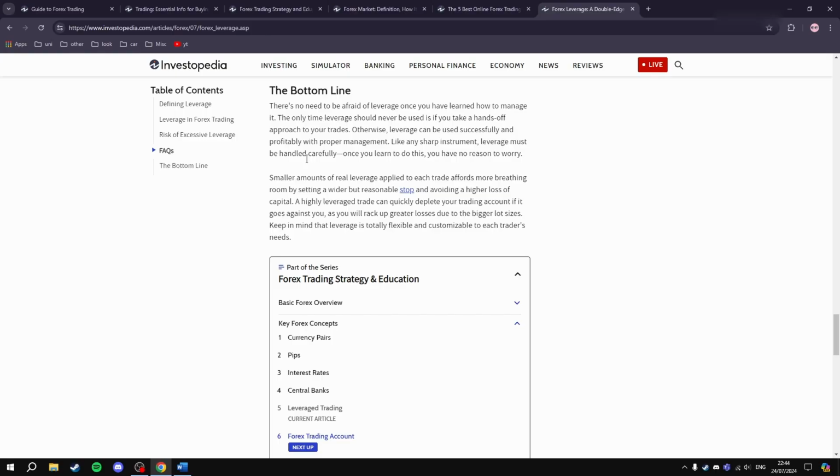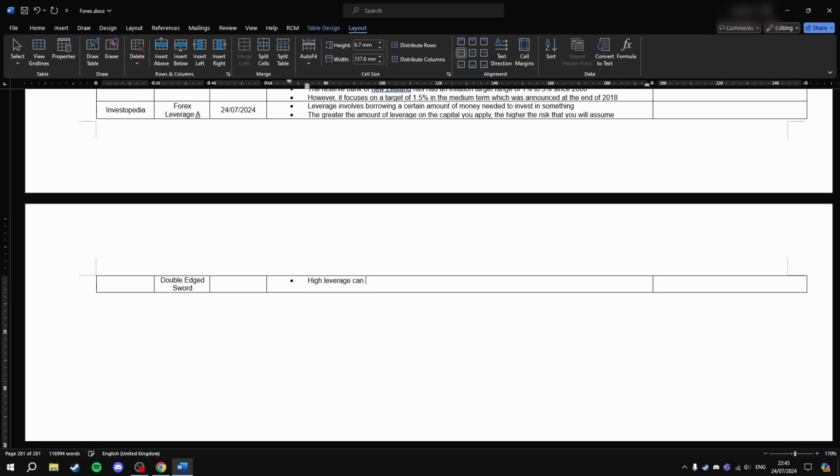Smaller amounts of real leverage applied to each trade afford more breathing room by setting a wider but reasonable stop and avoiding higher losses of capital. Won't you lose more capital if you're using leverage? How can you avoid a higher loss of capital if you're using smaller amounts of real leverage? High leverage can quickly deplete your account if a trade goes against you.